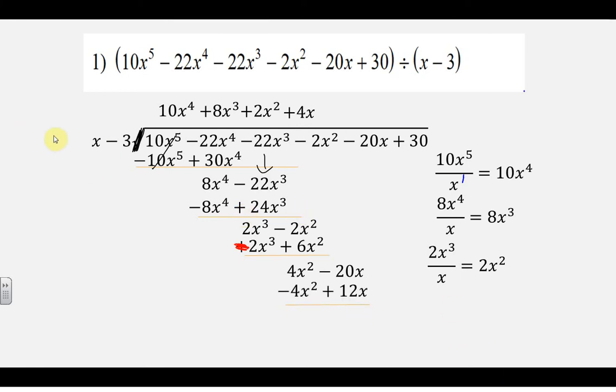We didn't show it over here, but x into 4x squared is 4x. 4x times x is 4x squared. It'll pop up, I guarantee. I bet.